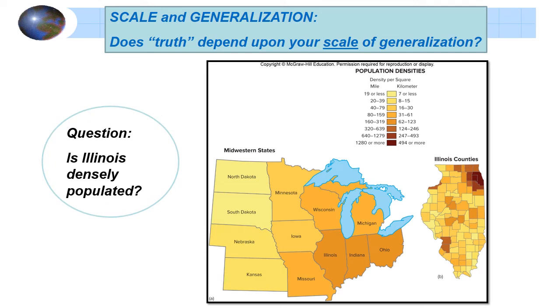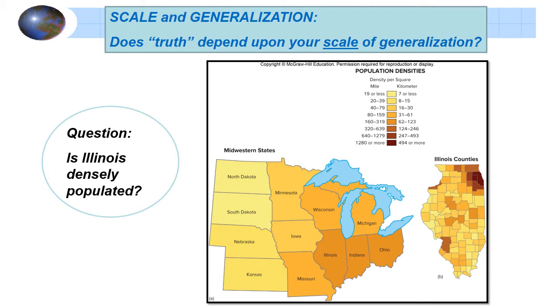Okay, another concept, and we'll look at the concept of scale in a little bit more detail when we go into chapter 2. But for right now, the impact of scale on generalization. A point that I'm trying to make here is, does truth depend on your scale of generalization? Can something be true at one scale and not be true at another scale? Well, yes, sometimes the scale of your generalization makes a difference.